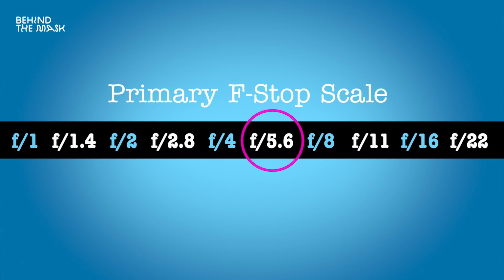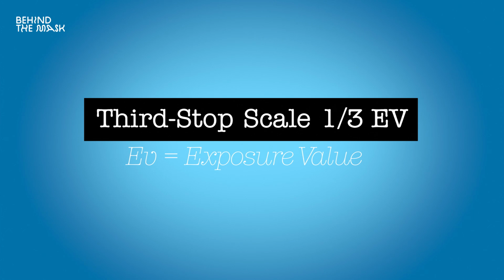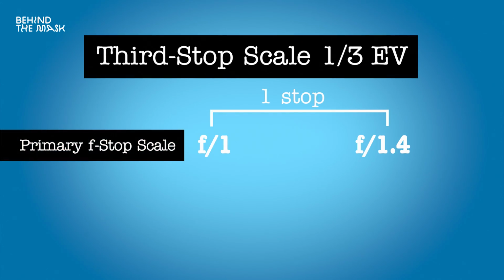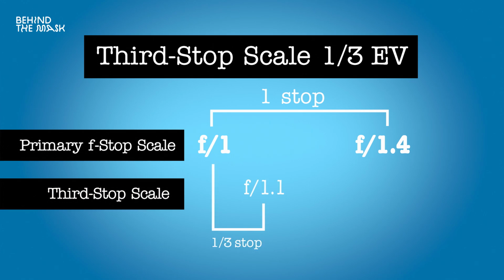And of course, 2 times 5.6 is not f11. That's going to go too much into the mathematical details and square roots and everything. For now, just memorize the primary f-stop scale and you will be fine. And just on a side note, cameras go in third stops, not in full stops. So they don't go from 1 to 1.4. They will go from 1 to 1.1, 1.2, and then go to 1.4.